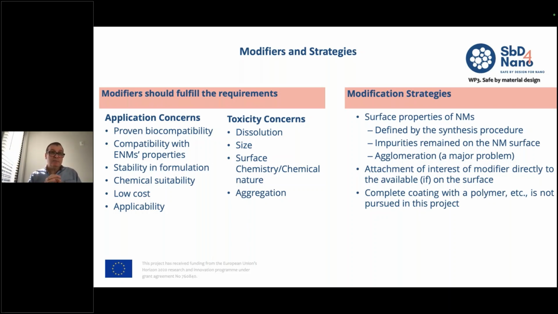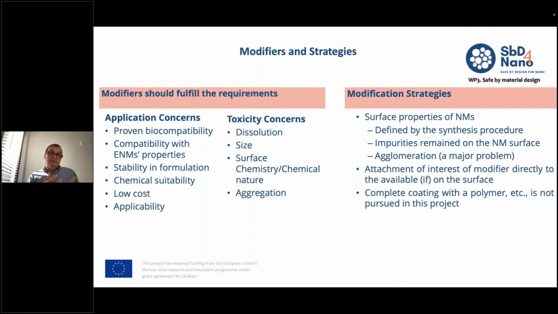Because if you're going to do mass production, is it really possible to obtain it at a low cost? If a product is going to cost more, you don't want to use it, because no one is going to buy it, right? Also, you need to consider the toxicity concerns. For example, what is going to happen to this surface chemistry? Is it going to be stable on the surface? Once it leaves, is it going to be toxic or not? And there are a lot of issues. Aggregation is another problem.